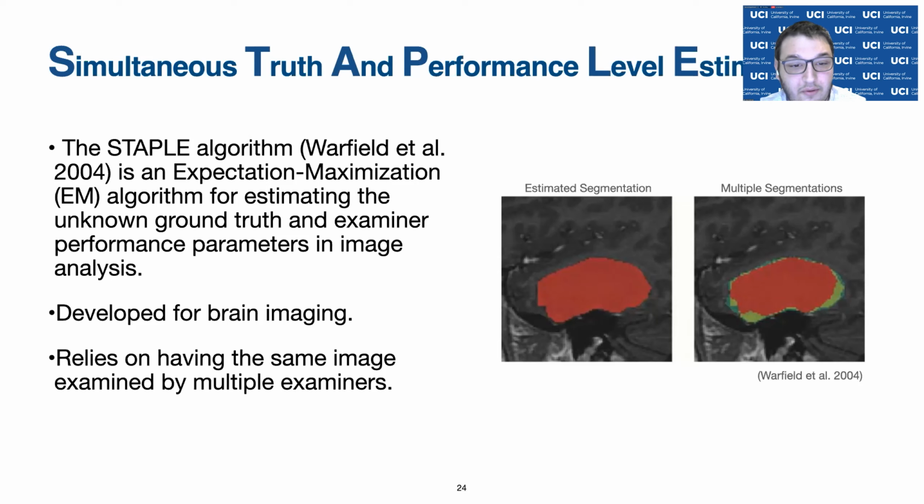So we're able to get the full shape of the image. And then for examiner performance, we're able to see which examiners perform well in the estimation of the ground truth as well.